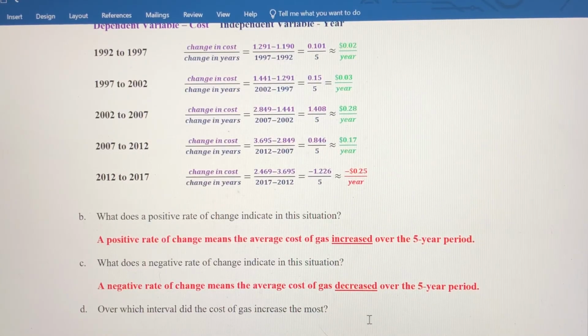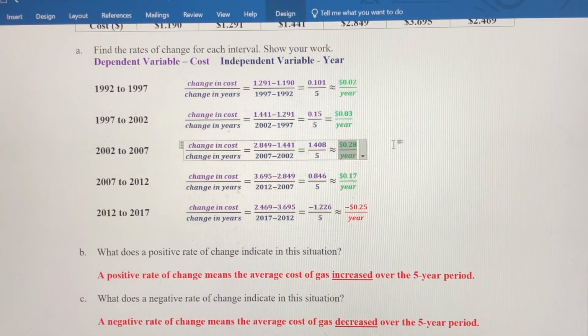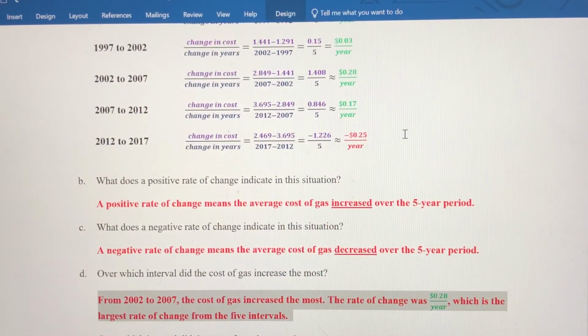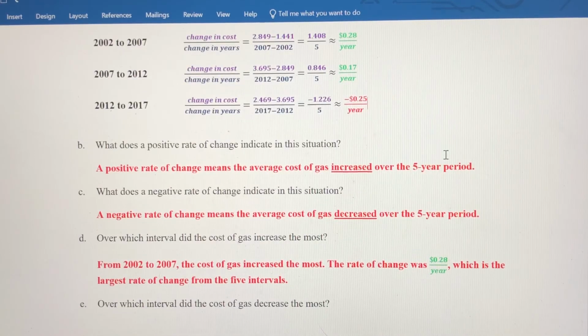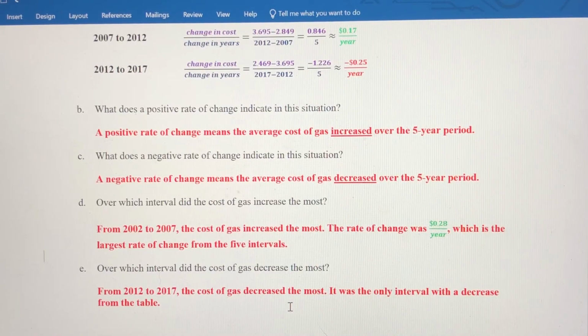Over which interval did the cost of gas increase the most? Well, we want to look for the greatest rate of change, and it looks like that's going to be that 28 cents per year on average there. So it should be from 2002 to 2007, the cost of gas increased the most. It was 28 cents per year on average. And over which interval did the cost of gas decrease the most? Well, it only decreased on the one interval, so this would have to be the answer. From 2012 to 2017 was the only time gas decreased.